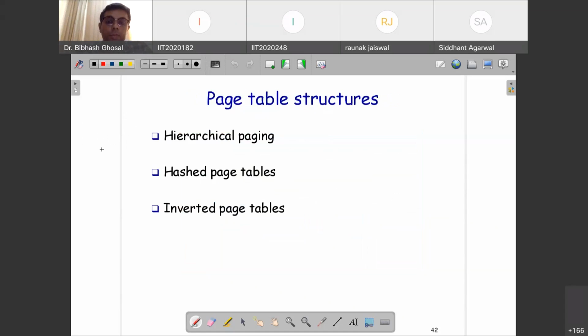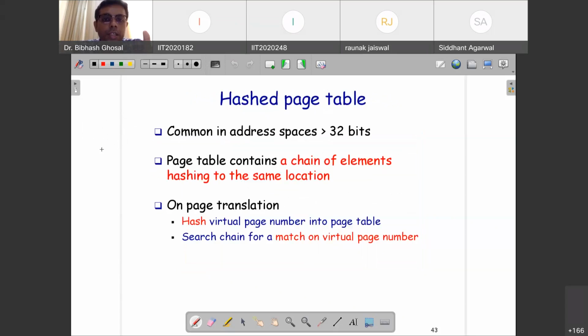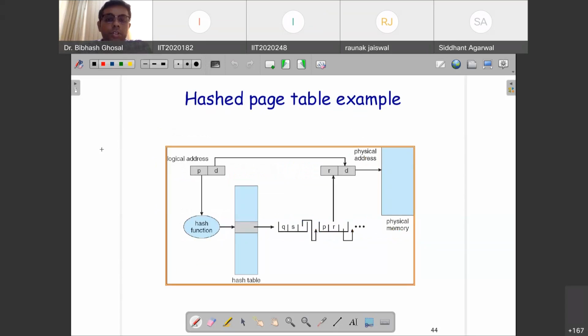We also have a few different kinds of page table structures which people have proposed. Hierarchical paging we have already seen. The second category is called a hashed page, and you know the hashing function. Now the page table, instead of containing a simple frame, actually contains a chain of elements. Let me show you. This is the idea. It's called a hashed page table.